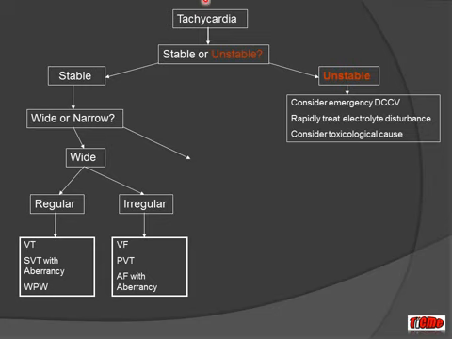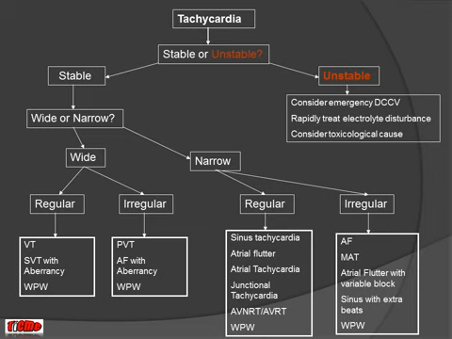Back to the schema again. If we have a tachycardia and the patient is unstable, consider emergently shocking them, rapidly treat any electrolyte disturbances, consider toxicological causes. If they're stable, we then go through our wide or narrow complex algorithms. Remember, this links in with the narrow complex tachycardia talk, and we've just discussed the regular differential and the irregular differential. And here is all of the tachycardias combined, wide complex and narrow complex. Remember that all of the narrow complex rhythms, if there's aberrant conduction, can cause a wide complex tachycardia.